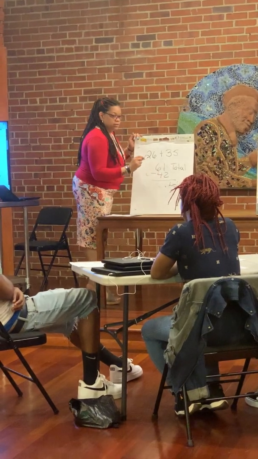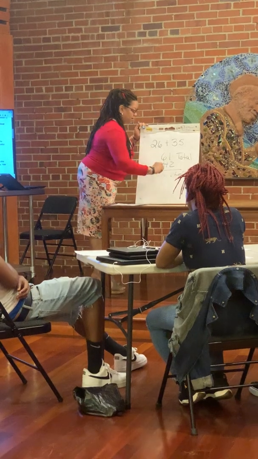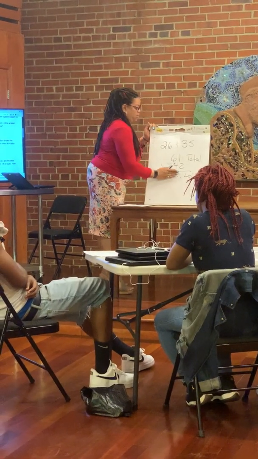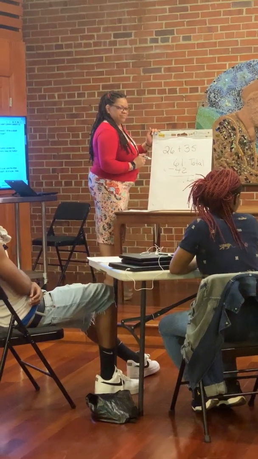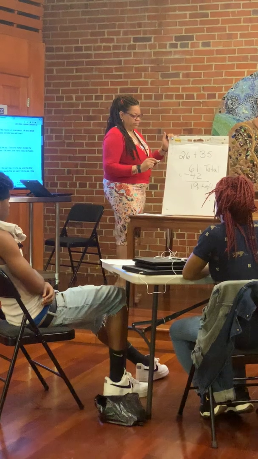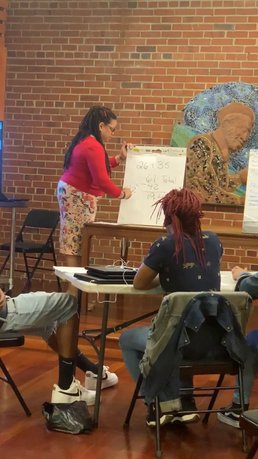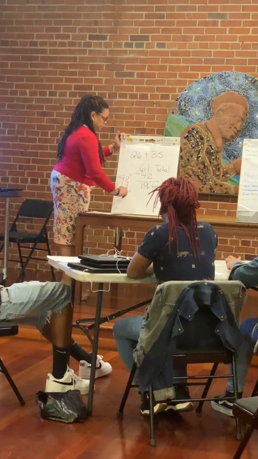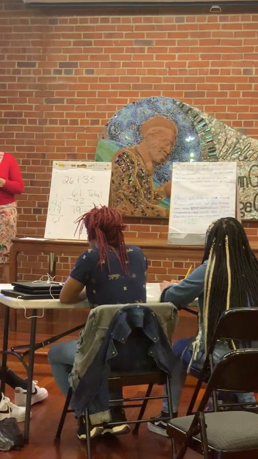Are we sure? 49. Are we sure? Yeah, I'm sure. Are you positive? 61 minus 42 is 19. Can we check it? So what is 42 plus 19? This is 11, and this is 6. Good. Okay. So everybody got that?